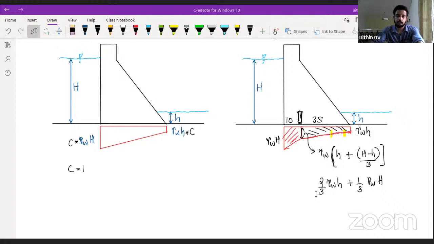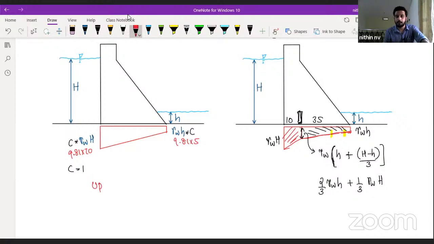Properly calculate it and please tell me how much you are getting for the first one. I'm just waiting for your reply. So the left-hand side will be 9.81 into 70, so this value will be 9.81 into 70. This value will be 9.81 into 5.